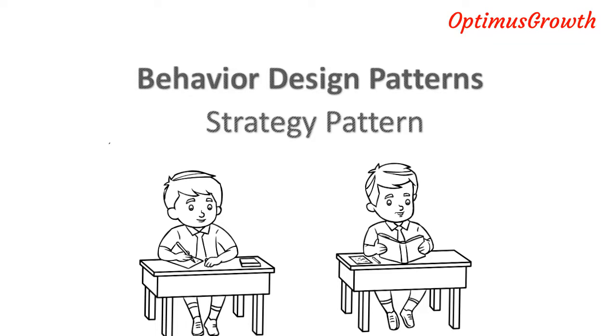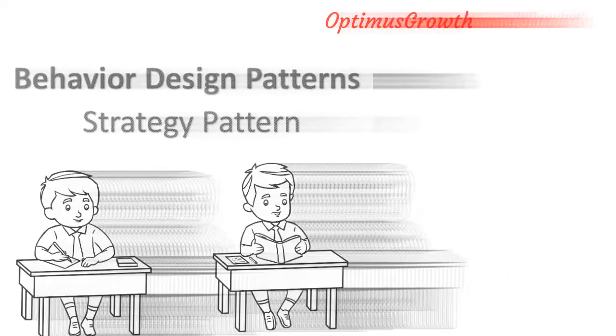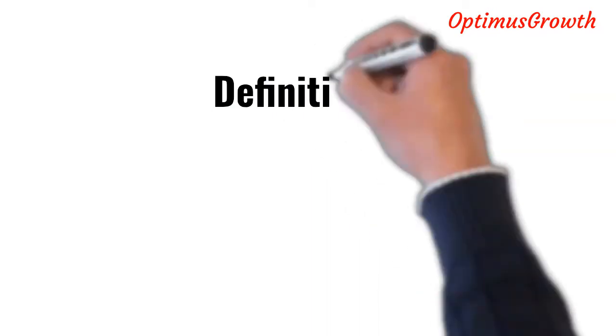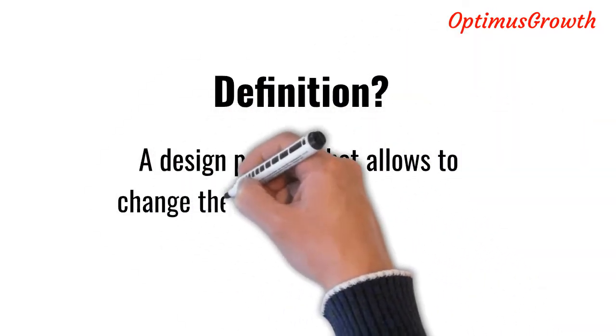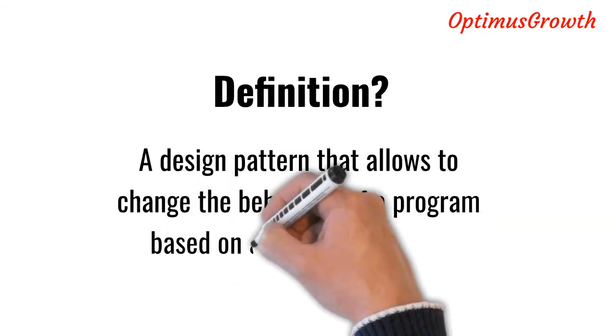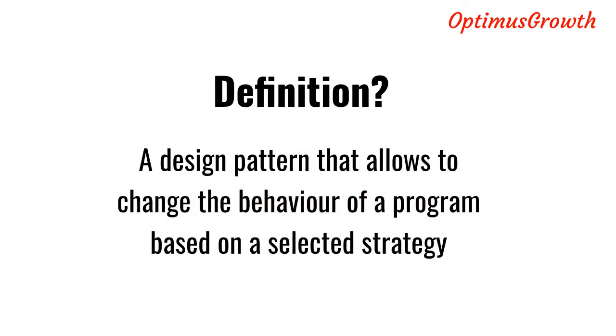We are going to study the strategy pattern, which is one of the behavior design patterns. We are going to check what is strategy pattern, why to use it, when to use it, and how to use it. So let's begin. So what is strategy pattern? Well, it's a pattern that allows to change the behavior of the program based on the selected strategy.